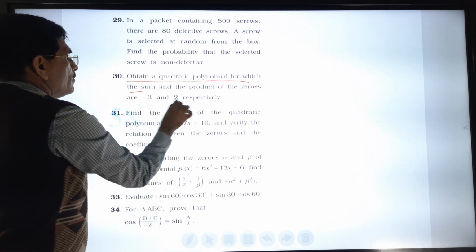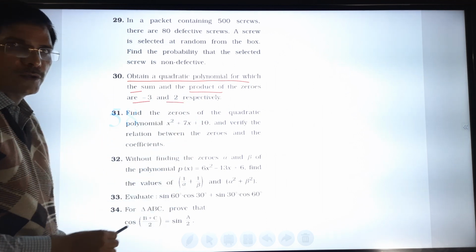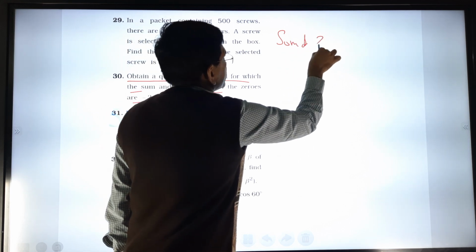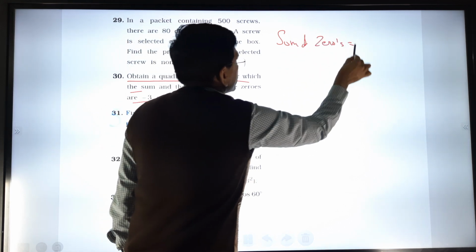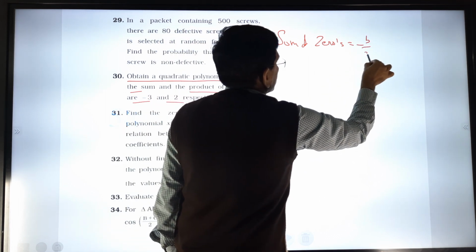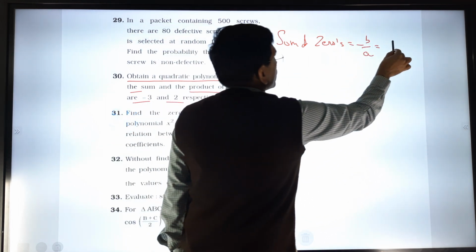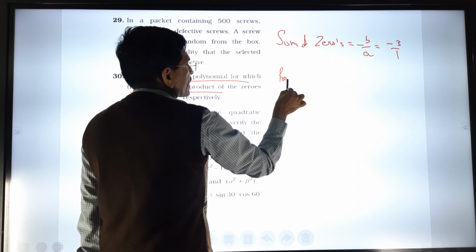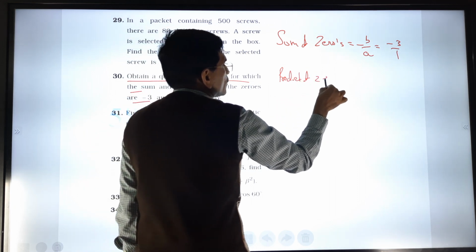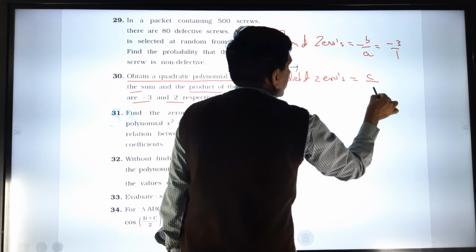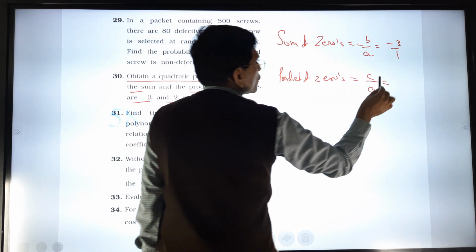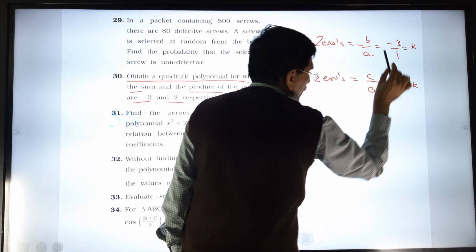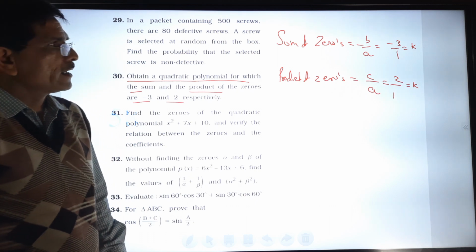A quadratic polynomial with the sum and product of zeros is given. For the sum, we know that the sum of zeros is minus b by a, that is given as minus b by a. Product of zeros is c by a, that is 2 by 1. Here we can take k, here also we can take k, where k is a non-zero real number.